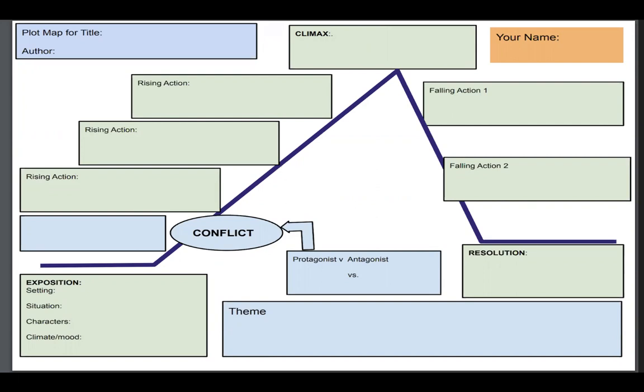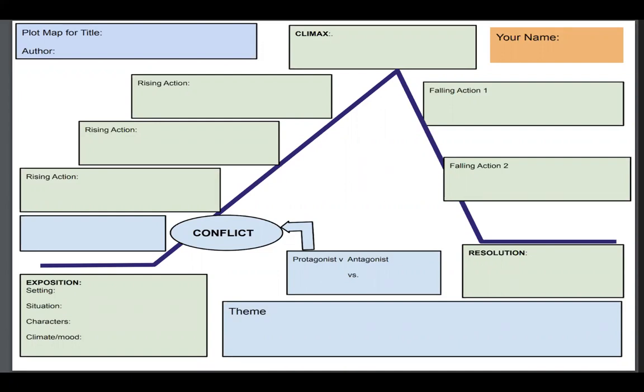So you see in the bottom left-hand corner, the exposition is there where you have the setting, the basic situation, the characters, and how they're feeling, that climate or mood, okay? There's a place for the conflict, the protagonist versus the antagonist, who's the good guy, who's the bad guy. And then you have pieces of the rising action to lead up to the climax, the highest point of tension. That's why it's the very peak of our plot triangle. And then we continue to go down with the falling action. Things are starting to become less intense and they start to solve themselves. And the resolution is where the problem is solved and the story is over.